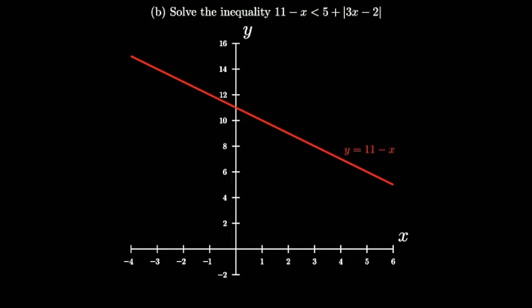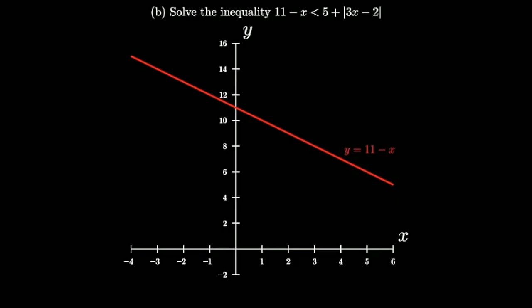Now, let's graph the absolute value function y = 5 + |3x - 2|. This graph will have a V-shape. The vertex, or the tip of the V, occurs where the expression inside the absolute value is 0. So, we set 3x - 2 equal to 0, which gives x = 2/3. When x is 2/3, y equals 5 plus the absolute value of 0, which is just 5. So the vertex is at the point (2/3, 5).